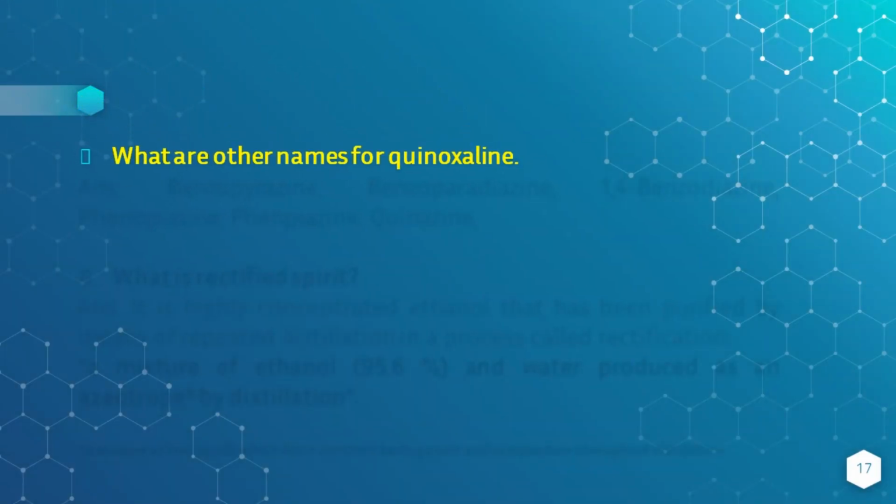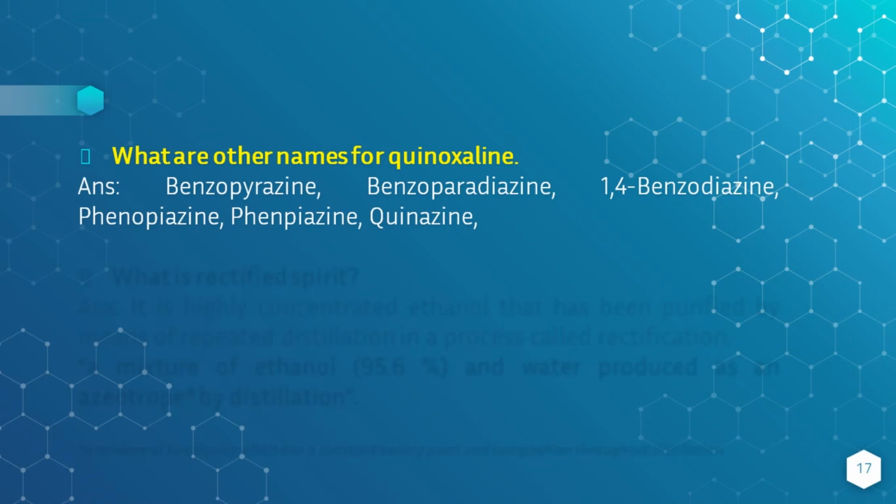What are the other names for quinoxaline? So there are many names for quinoxaline like benzopyrazine, benzoparadiazine, 1,4-benzodiazine, phenopiazine, fenpiazine and quinazine. So these are all its synonyms.